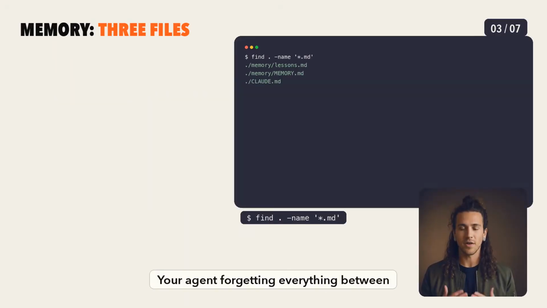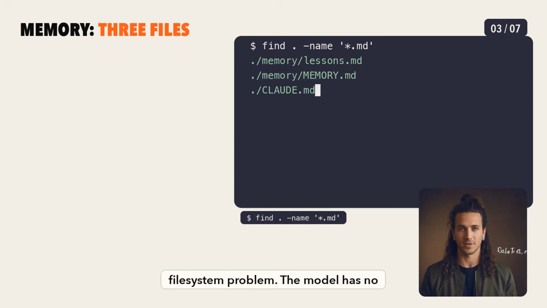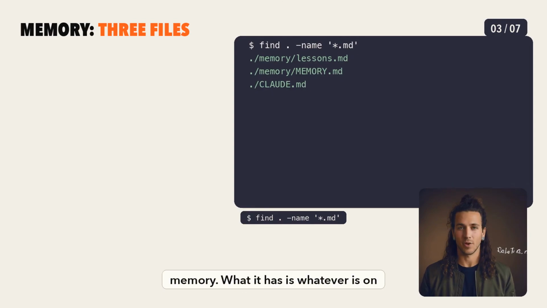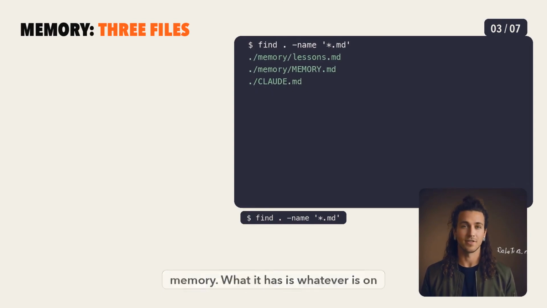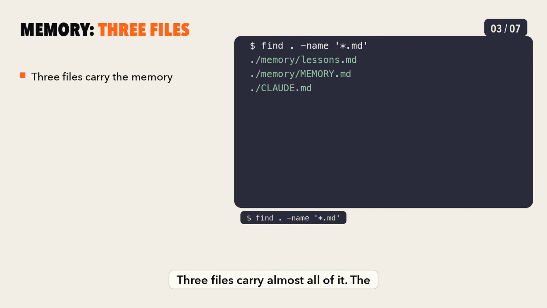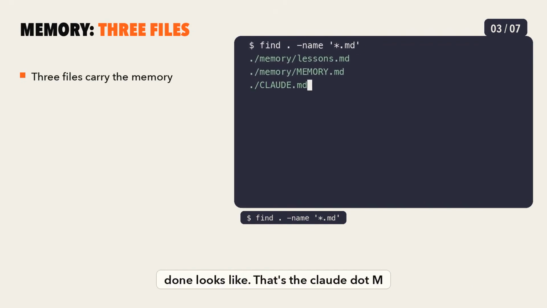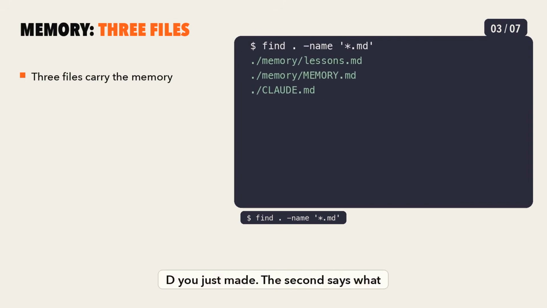Your agent forgetting everything between sessions is not a model problem. It's a file system problem. The model has no memory. What it has is whatever is on disk when the session starts. 3 files carry almost all of it. The first says what the project is and what done looks like. That's the Claude.md you just made.